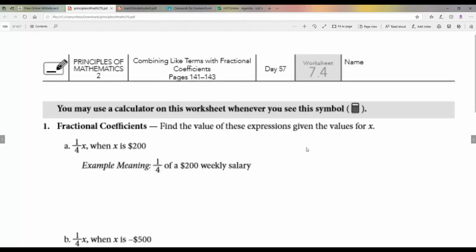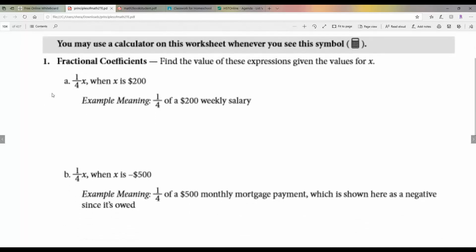All right, let's look at our worksheet 7.4. So fractional coefficients, find the value of these expressions given the values for x. So they're giving you the value of x. So, and meaning 1/4 of a $200 weekly salary. So 1/4 times x when x is $200. So you're just going to do 1/4 times $200. So you know how to multiply fractions. So go ahead and do that.